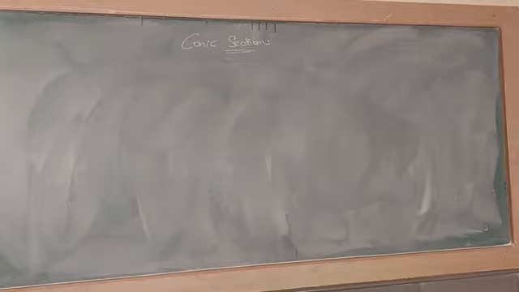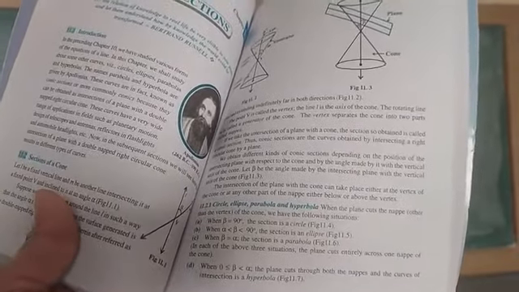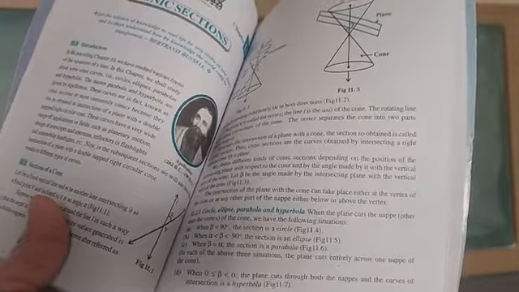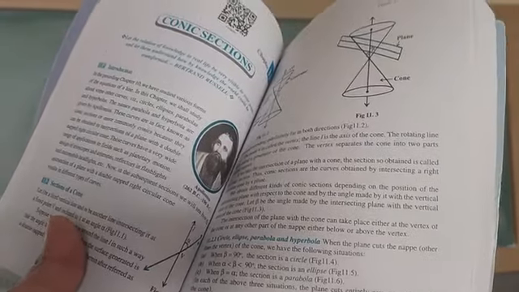And if a cone is cut by a plane, four figures will be formed. Heading number 11.2.1. Now here four figures are there, A, B, C, D. The first one: when the angle beta equals 90 degrees, then it forms a circle.